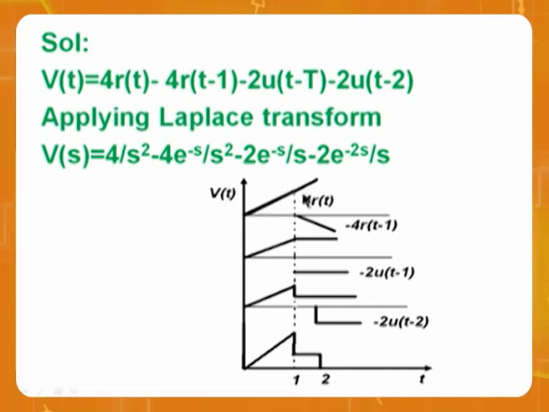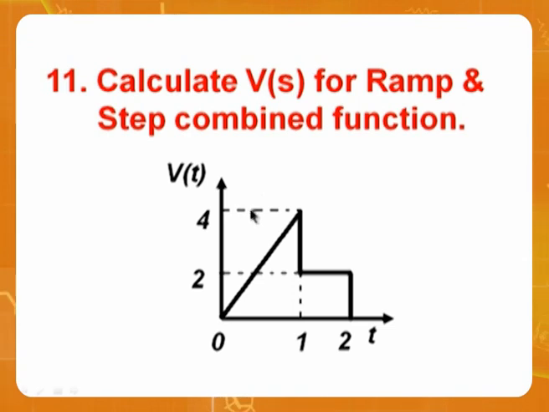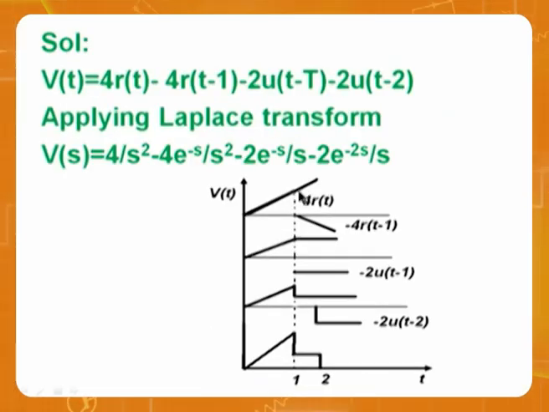Slope. You must be very careful about slope. Observe me. The slope is 4. Actually speaking, 4 minus 0, 1 minus 0. If the slope is 4 r of t minus 4 r of t, what will happen? Both slopes will cancel and become 0 slope.